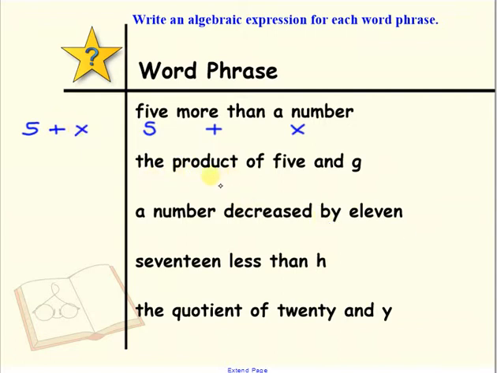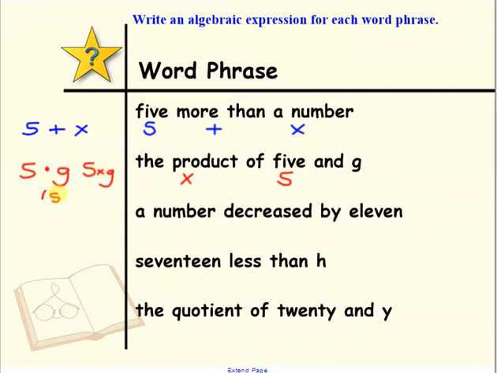Let's try another one. The product, so product is the answer to a multiplication problem, so that's times, of 5 and G. So G is going to be our variable. So what does that mean? Well, I'm multiplying 5 and G. Now, there's a couple different ways you can write this. You can write 5 times G.